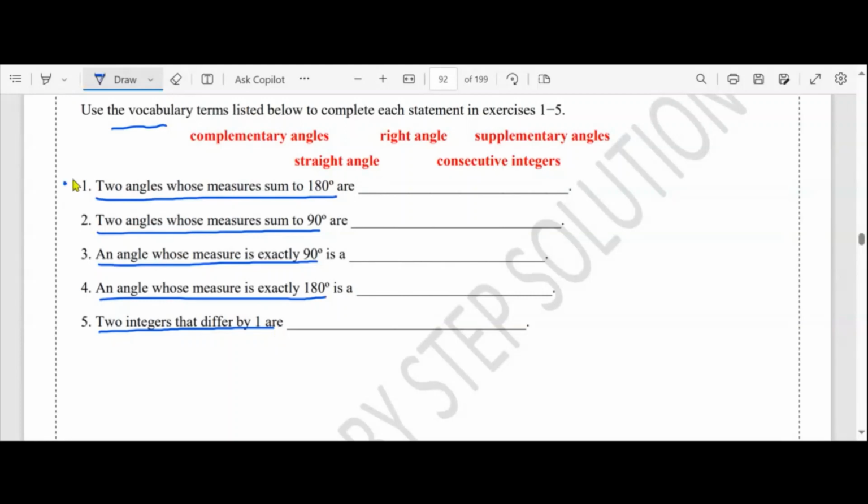Okay, let's do the first one. He said two angles. That's the graph, right? One angle 1, angle 2. If these two angles sum to 180, it's called what? Complementary? They call it supplementary. Okay, in Arabic, what does supplementary mean? متممة or مكملة? You sure?